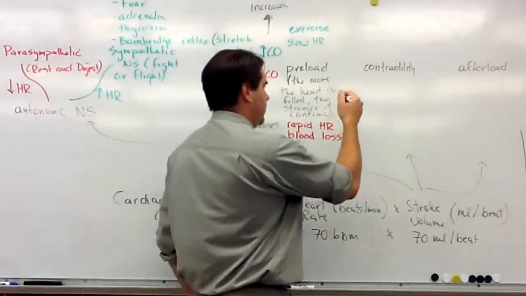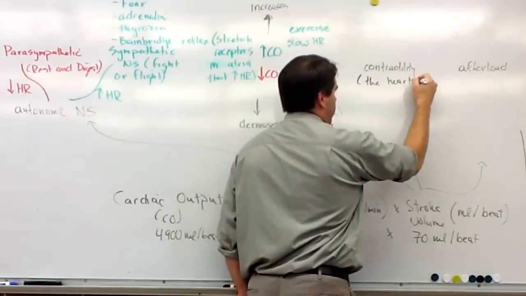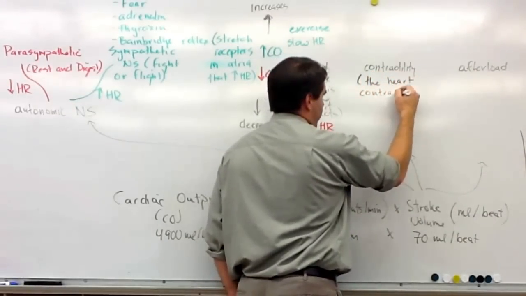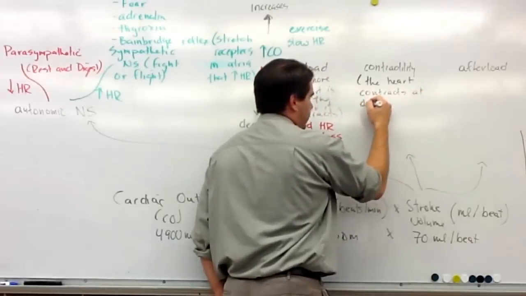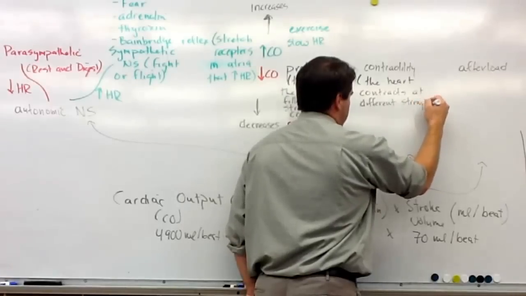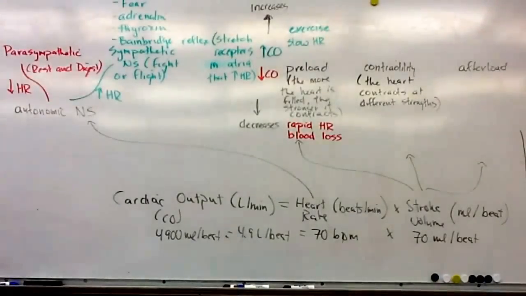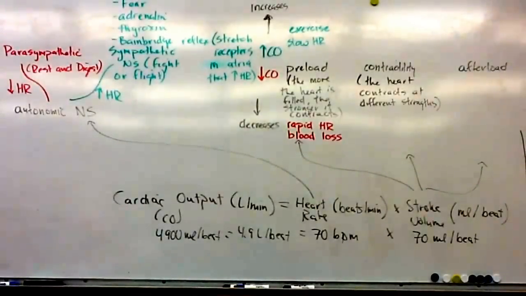Because contractility is that the heart contracts at different strengths. So again, back to skeletal muscle. If you pull out an individual skeletal muscle fiber, it's either on or it's off. Cardiac muscle can turn up to a 2, can turn up to a 5, can contract to a 10. It can work at different strengths, which means it can be manipulated.